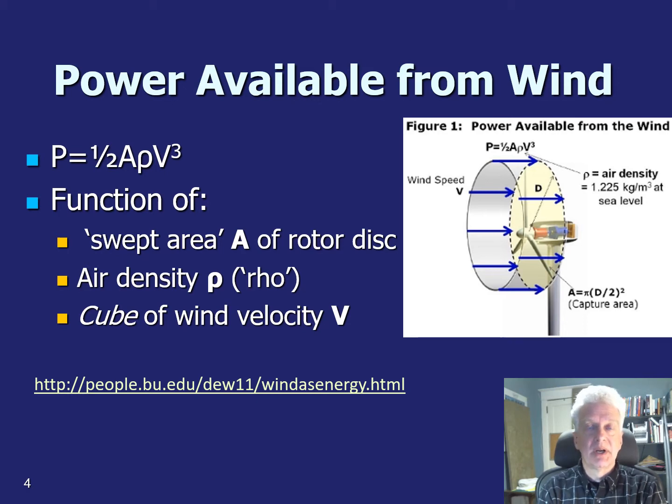The swept area of the rotor is A, from the formula for the area of a circle, and the air density rho is just a property of the current weather conditions. So colder air is denser, for example. And because it's the cube of the velocity, that's a really, really important factor: a little bit more wind can get you a lot more power.